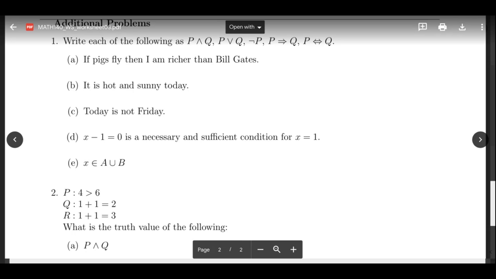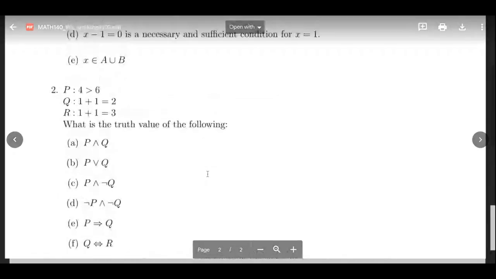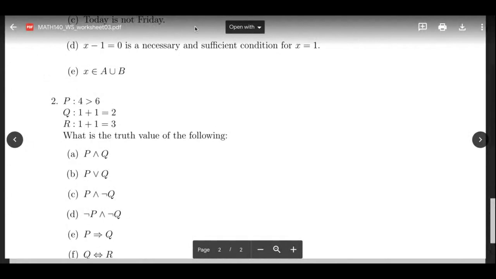Okay, 2A. So E, we cannot use either of them, we cannot write it as P or Q. E is just an open sentence, okay.